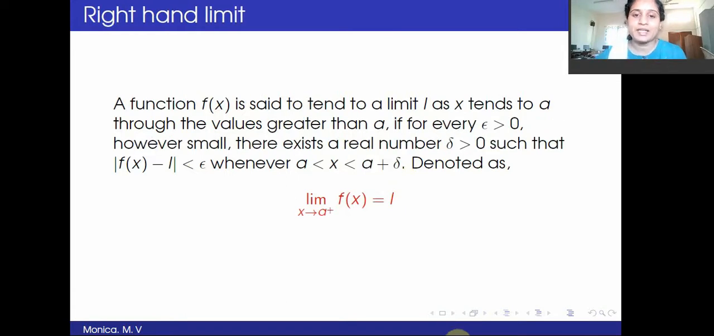Similarly, right hand limit, I am going towards A from the right hand side. A function f of x is said to tend to a limit L as x tends to A through the values greater than A if for every epsilon greater than 0, however small, there exists a real number delta greater than 0 such that the distance between f of x and L is less than epsilon whenever, what is the condition now? X is, the left side it can reach is A and right side it is in between A and A plus delta. And the notation we have already seen.